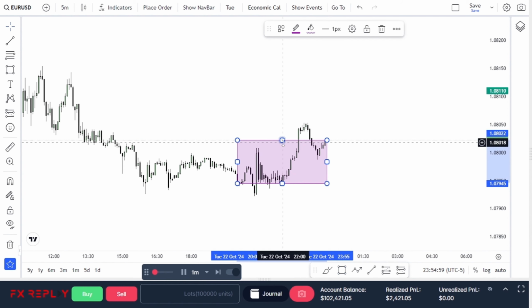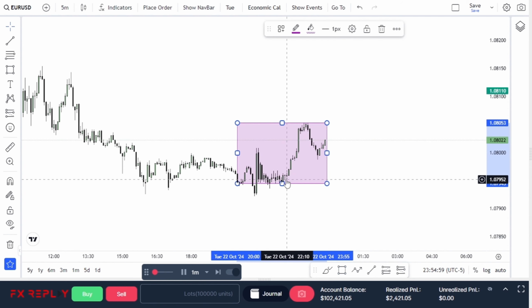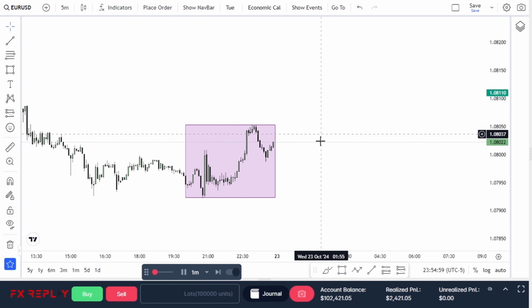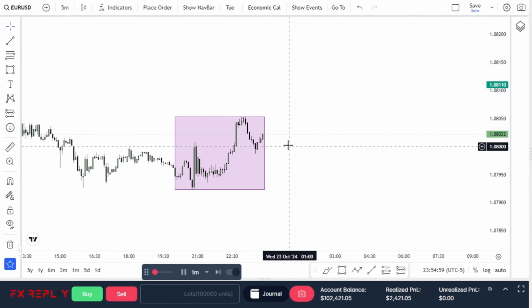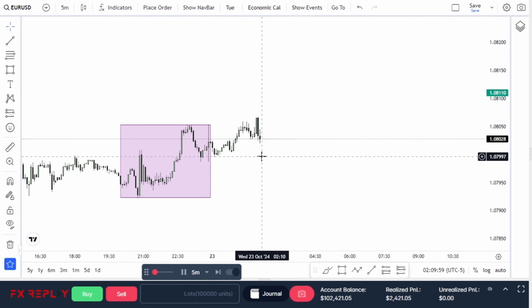This is our Asian range, this is the high of the range, and this is the low of the range. Now we will wait for the London session to manipulate, and then we can look for our entry. Let's check this in higher time frame, which is 1 hour.